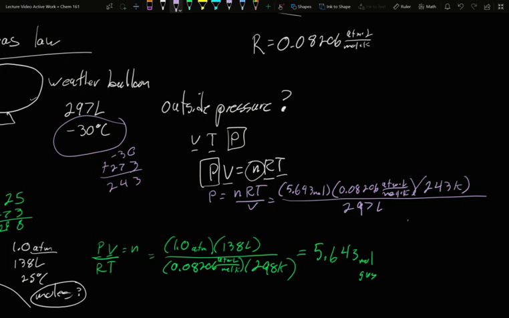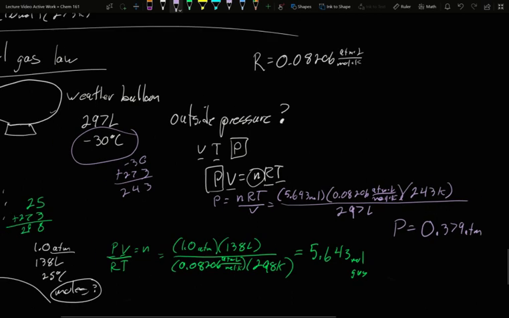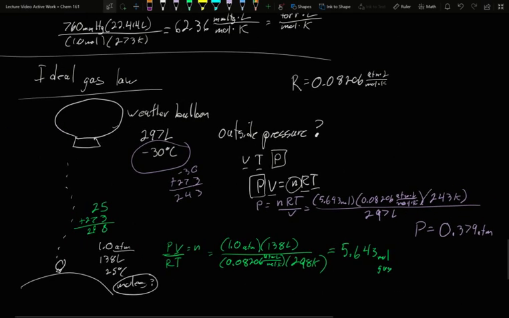So what is my pressure then final in the upper atmosphere? Well, we find that pressure has gone down to 0.379 atmospheres. So we got high enough up in the atmosphere to be down to, well, a little over a third of the pressure that's on the surface.